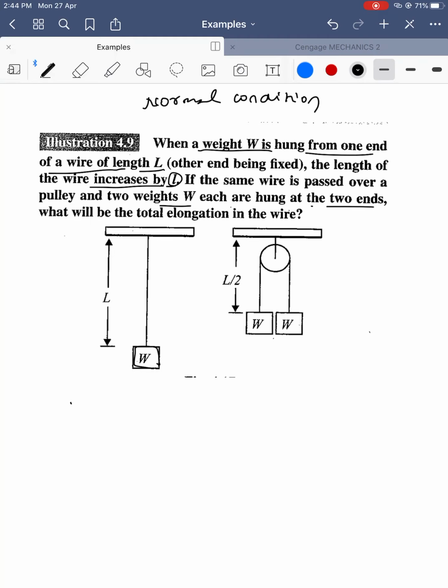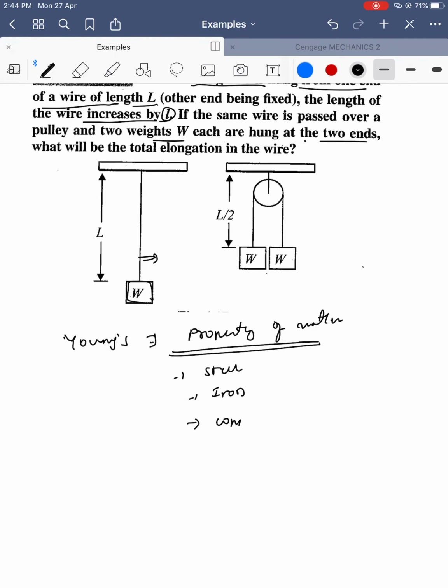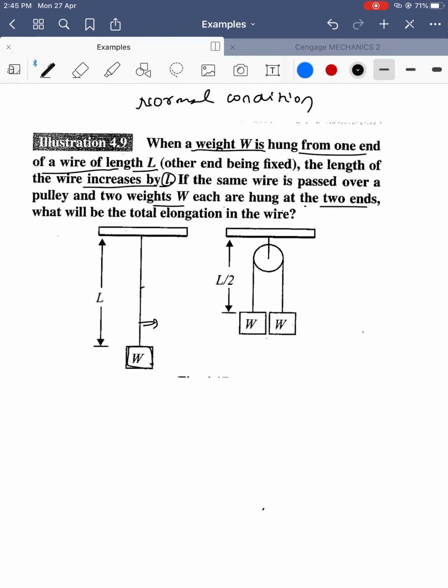What is elongation? This is a wire which has a property, Young's modulus. It is also a property of matter. For steel, for iron, and for copper, for different materials, the Young's modulus value will be different. Understand? Now in this question he has not given the material, so I am assuming the rope has Young's modulus Y.